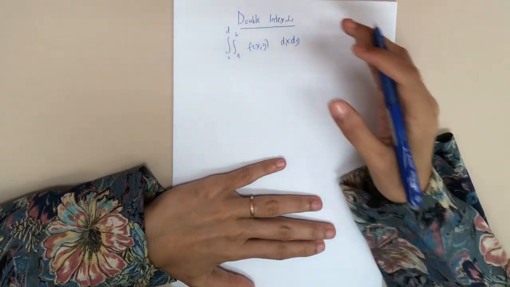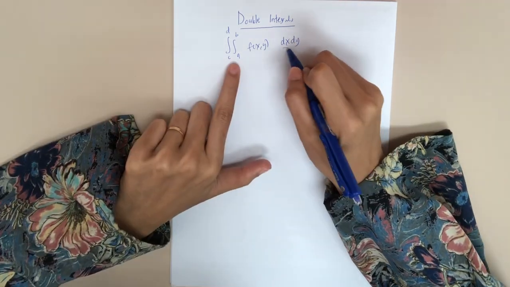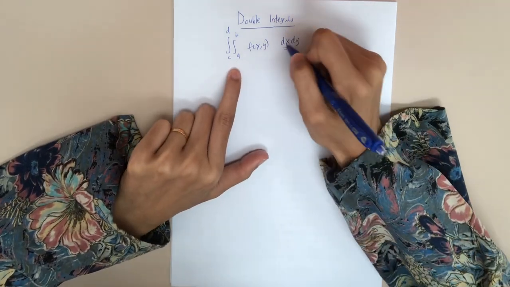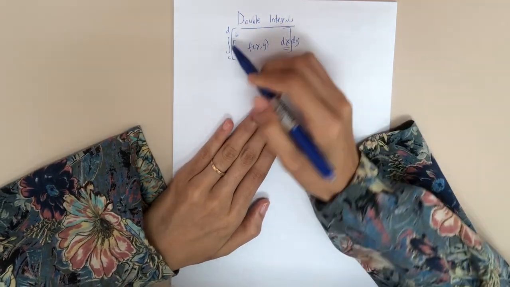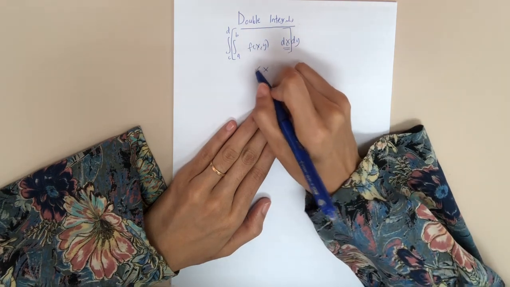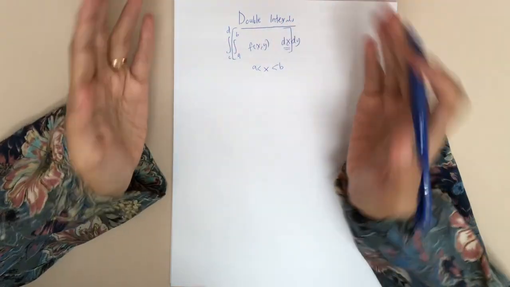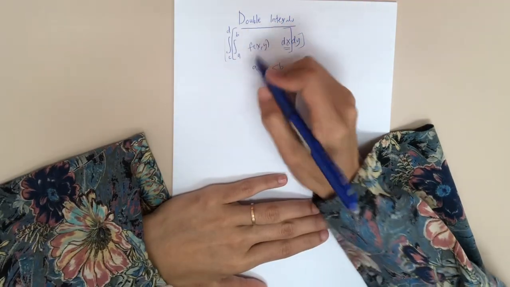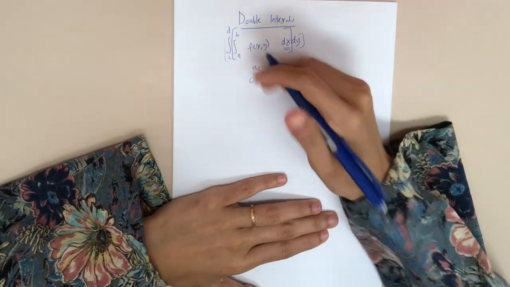Whereas a, b, c, d, if you can see, first this is x. You integrate, so if here is x, this one is the limit for x, meaning x is between a and b. And then the outer side is for y, c and d. So a, b, c, d are numbers.